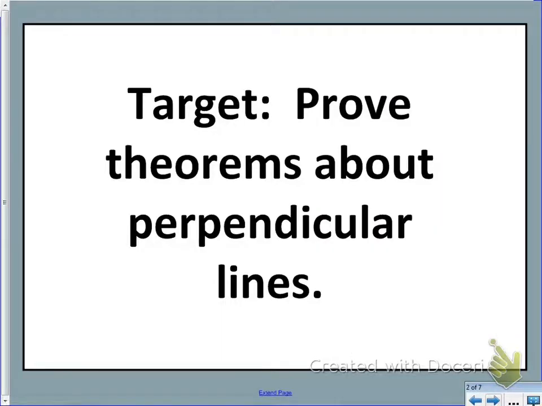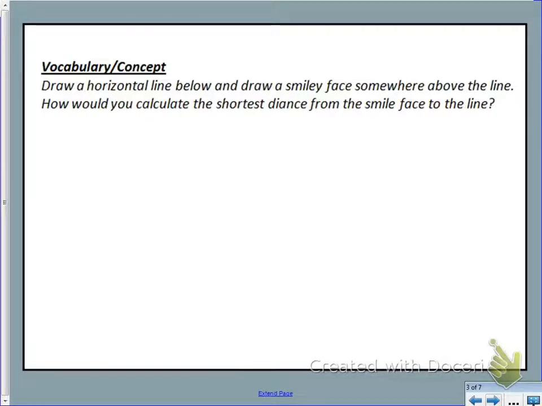Welcome, geometry students. Today we're going to learn how to prove theorems about perpendicular lines. So the first thing I want you to do is draw a horizontal line. Horizontal lines run left to right with the horizon. And then I want you to draw a smiley face somewhere above that line.